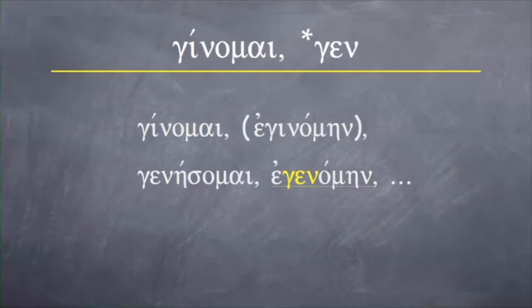It's interesting to look at the future here. What's happened? Well, the root comes directly into the future. That's why there's an epsilon. An eta has been inserted before the tense formative, and this is the future middle deponent. So the future middle deponent of ginomai is genēsomai. That's a little weird. You may need to memorize that because of the eta.